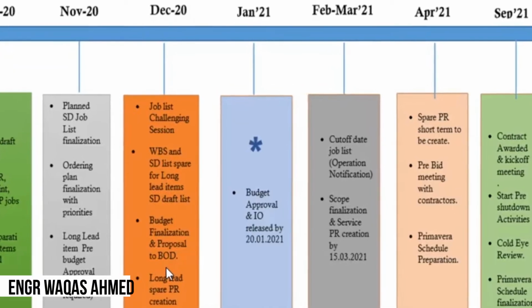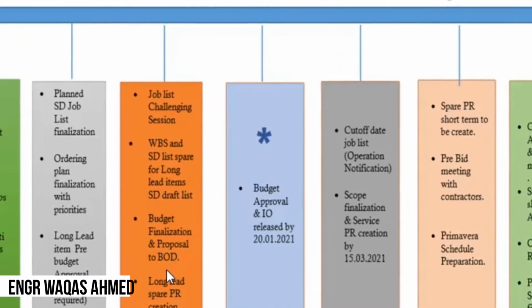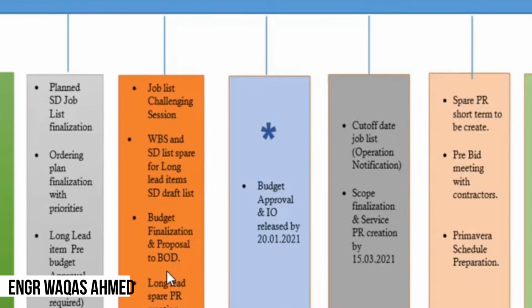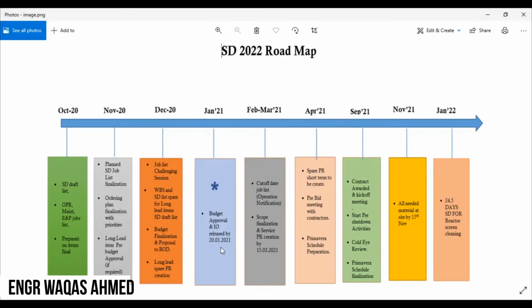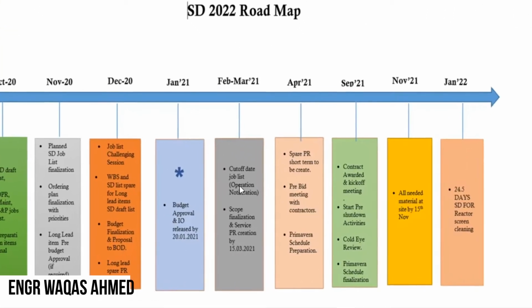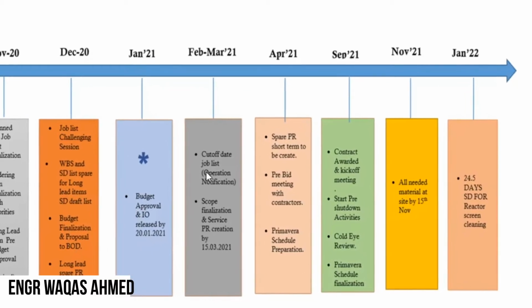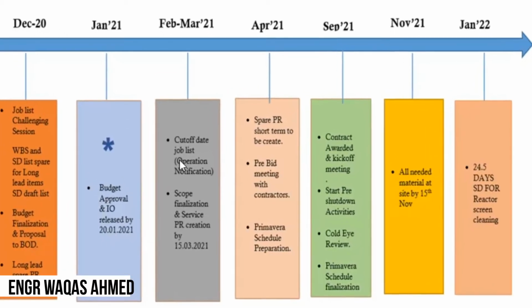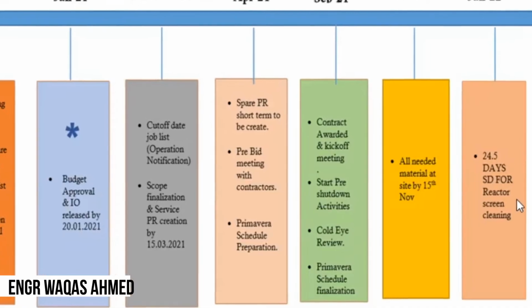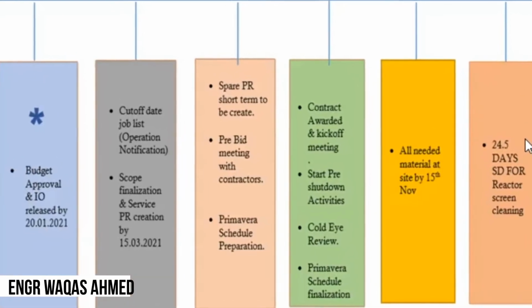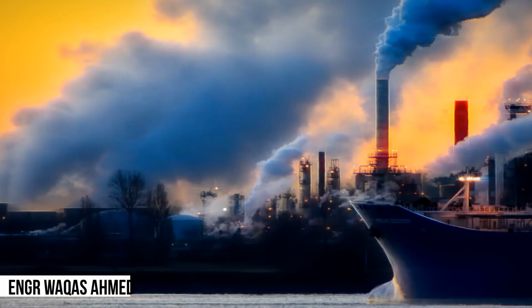Budget finalization. Okay, long lead spare purchasing, PR creation, budget approval, and IO released. These are the milestone dates. Actually, these are the things you have to manage before your pre-shutdown, and how it is going to compile in January 2022. So this is the roadmap for you guys to understand how it's evolving, how one shutdown is built up or planned 2 years before, to see how your plant will be running.